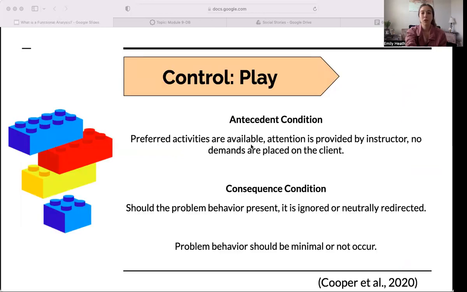In the control condition, to contrive the antecedent condition, the client will have access to all contingencies of the test conditions. They will be given access to all preferred toys, materials, activities, consistent positive attention from the instructor, and no demands will be placed on them. So while the problem behavior is least likely to occur in this situation, if it does, it will be ignored or redirected as neutrally as possible.